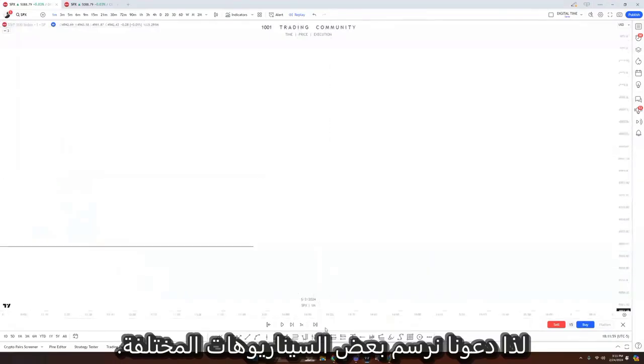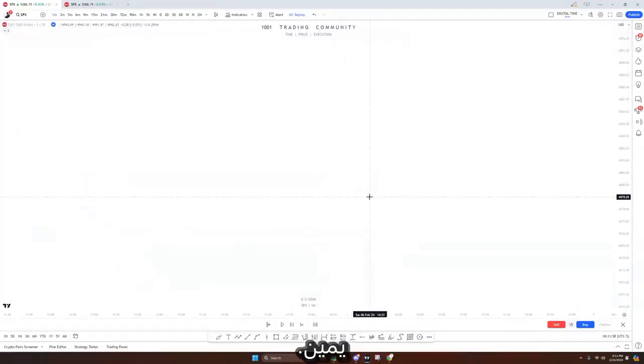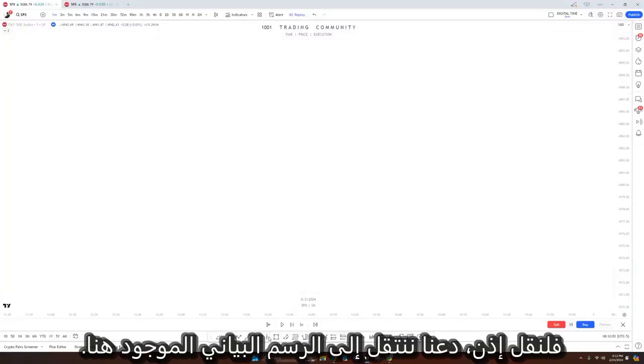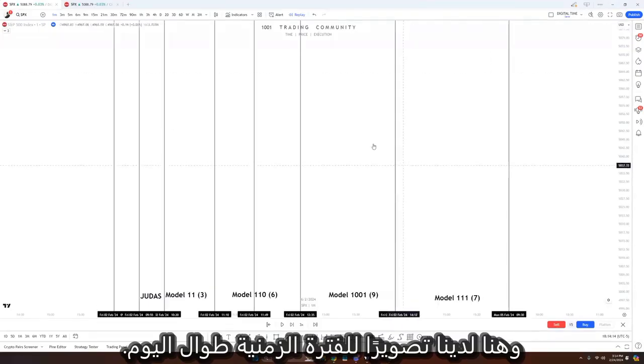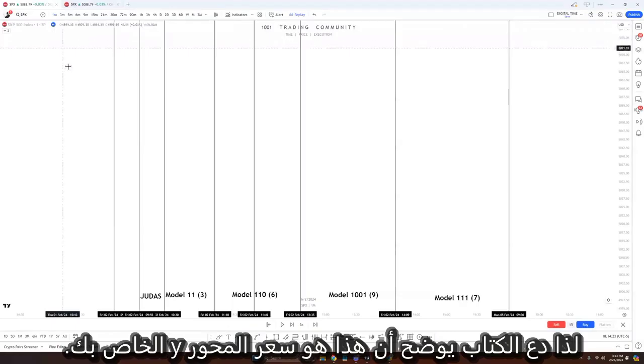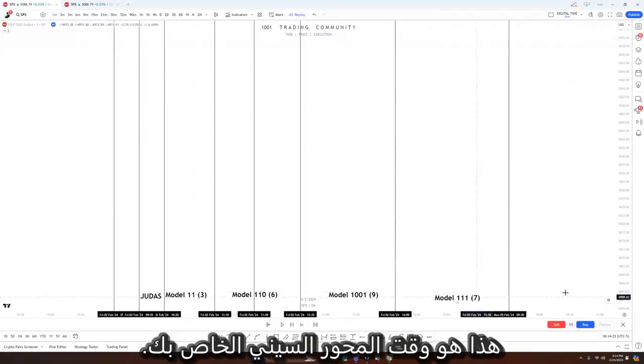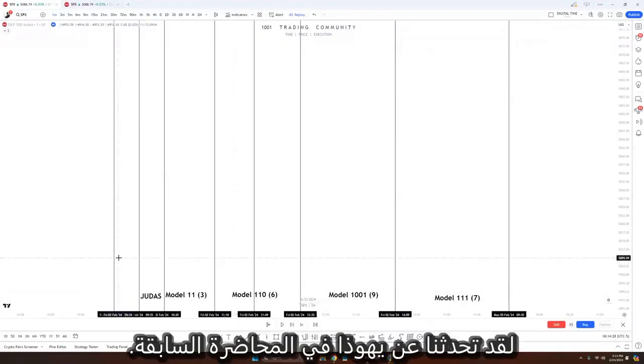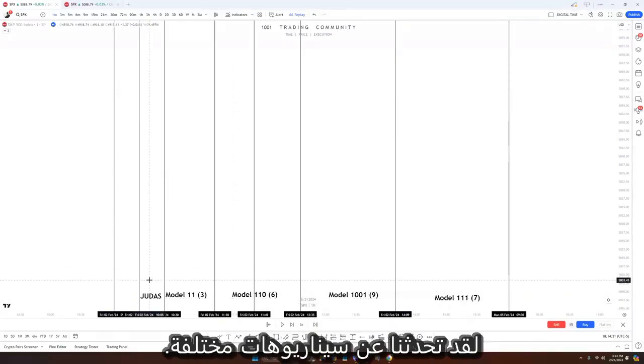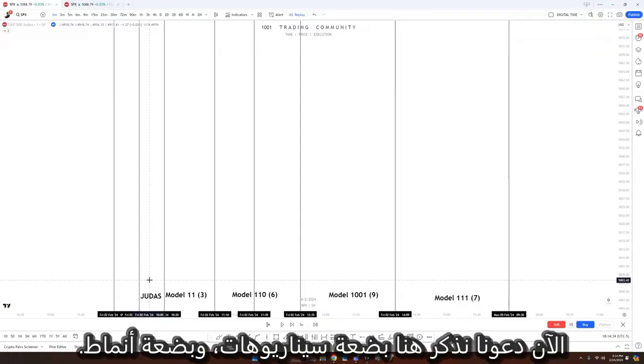So let's draw a bit of different scenarios. Let's go to a chart over here. Here we have a portrayal of the time intervals throughout the day. Like the book states, this is your y-axis, price. This is your x-axis, time. It's always constant. We talked about Judas in the previous lecture. We talked about different scenarios. Now let's say a couple scenarios here, a couple patterns.